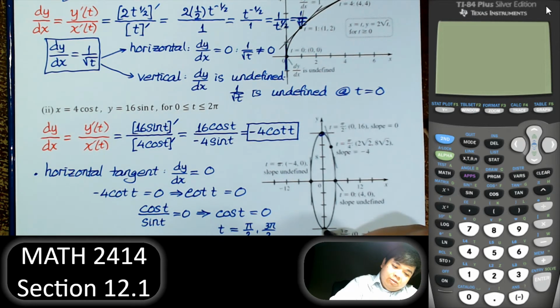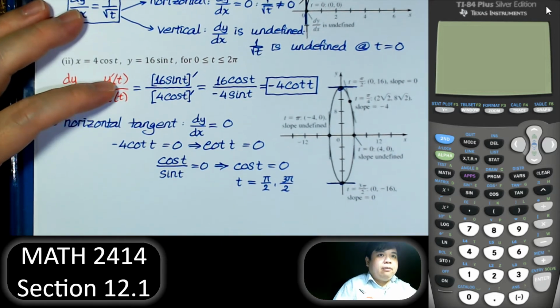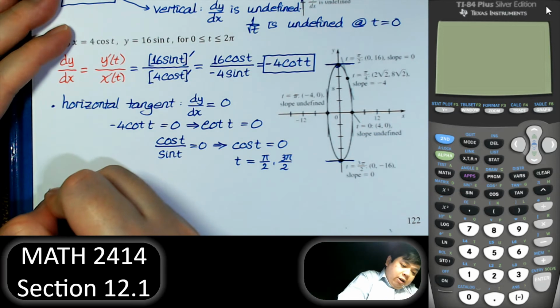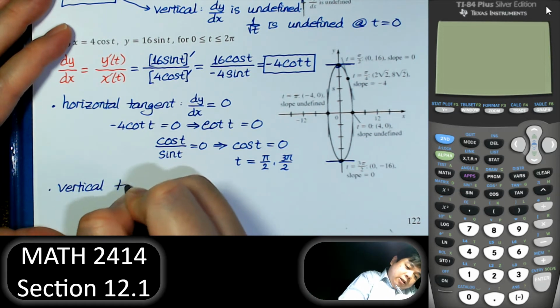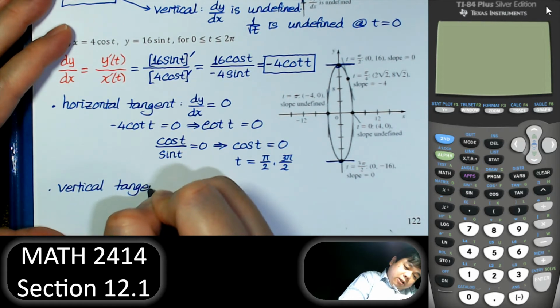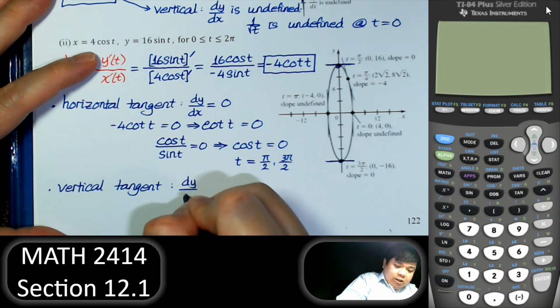So horizontal tangent line there. Vertical tangent line is where the derivative is undefined.